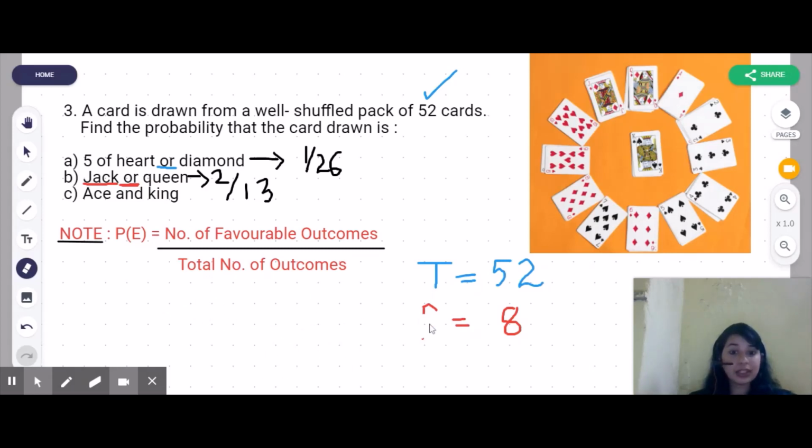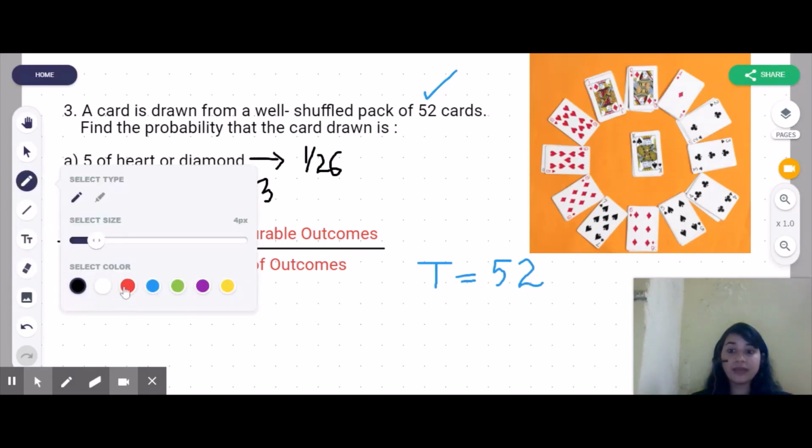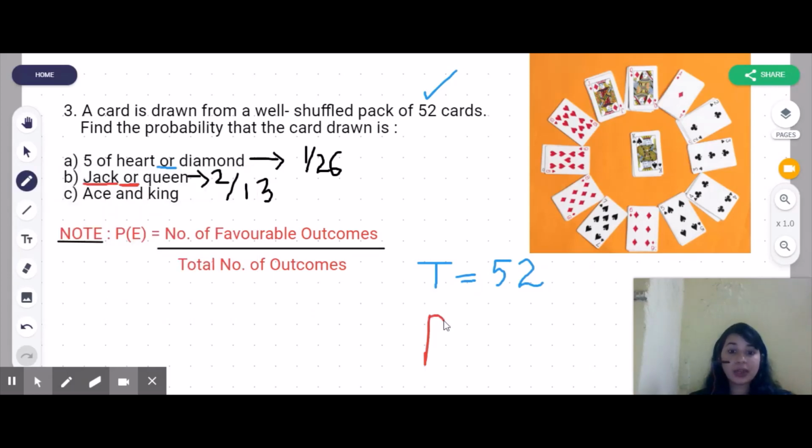Now let us come to the third and the last part for this question. Again, my total number of outcomes will remain 52. Now let us see what is our favorable outcome. We have to get ace and king. Read the question very properly. We know that we have 4 aces. We know that we have 4 kings also. But the card should be such that we have to consider both of them together. It is not possible. If you are drawing one card, either it can be ace or it can be king. It cannot be together ace and king.